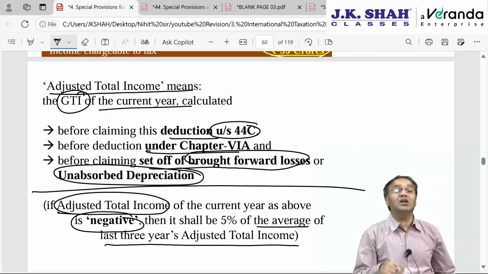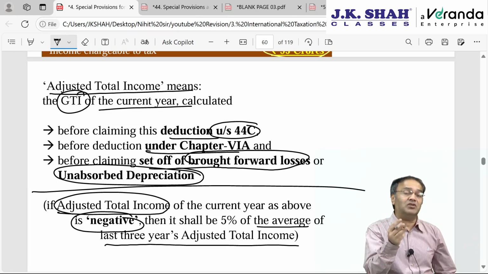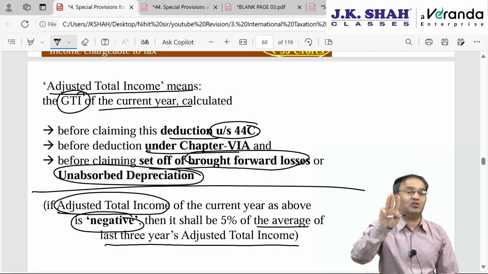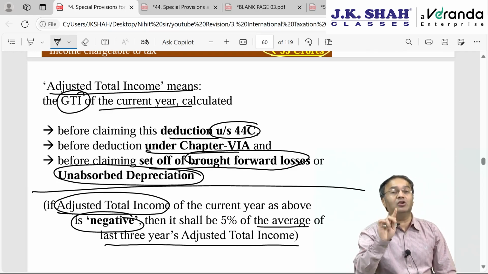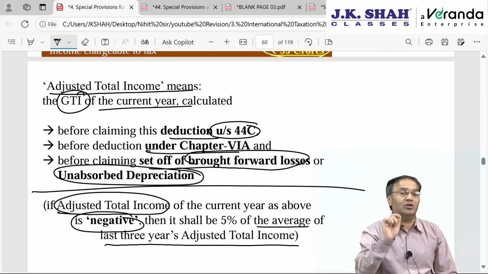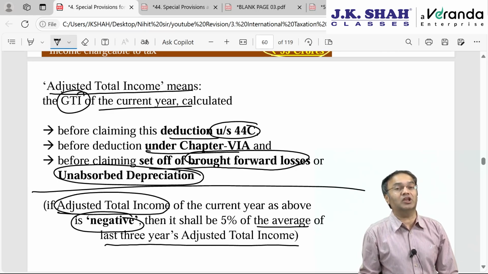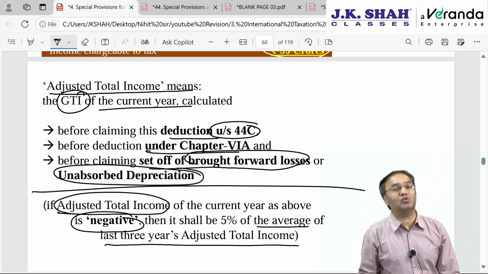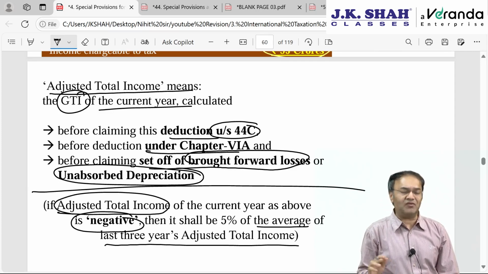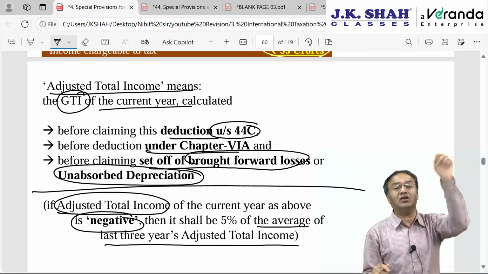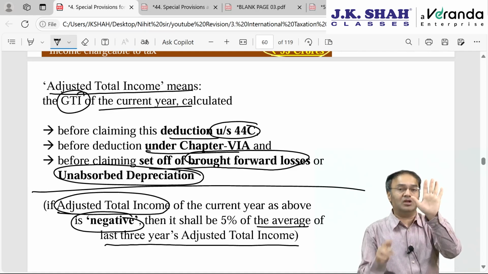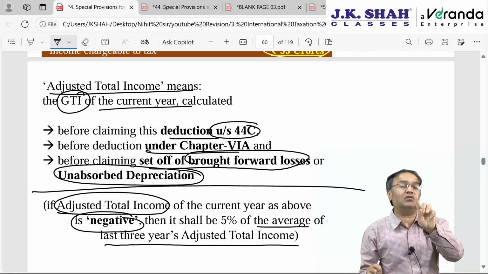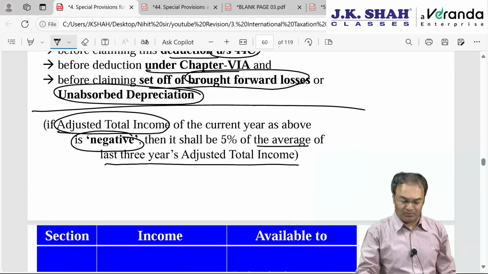And supposing out of the last 3 years positive income was there only in the first year, and in the next 2 years there was a negative income, then don't take average of 3 years or average of 2 years. Take only that particular year in which there was a positive adjusted total income, and that becomes the adjusted total income of the current year. Take 5% of that. Simply, if current year is negative, then go backwards 3 years. Out of 3 years, wherever negative, ignore the negative years, only take the positive divided by the number of years.